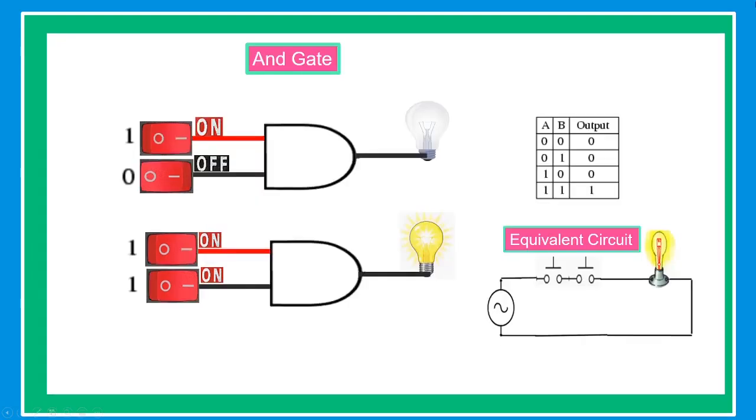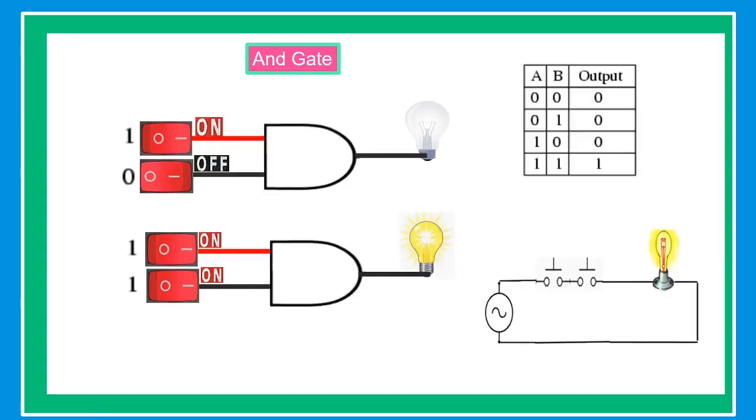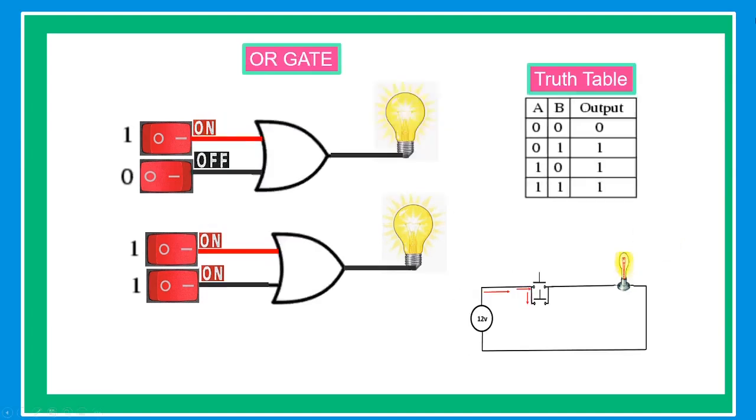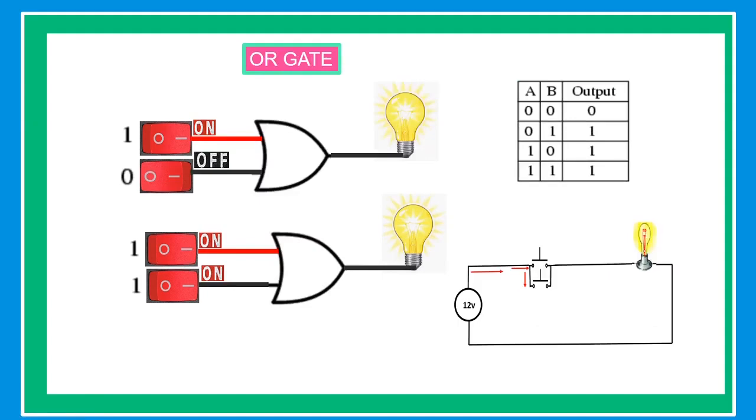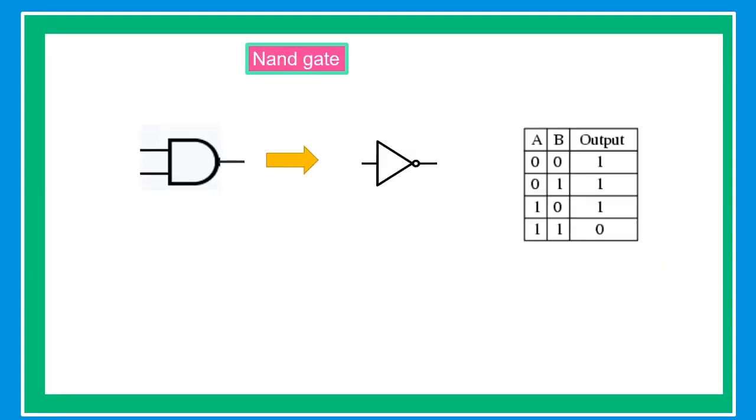Our next topic is the AND gate. The AND gate gives an output of 1 if both inputs are 1. Otherwise, if one of the inputs is 0, it will give us an output of 0. Our next topic is the OR gate. The OR gate gives an output of 1 if either of the two inputs is 1. It gives 0 otherwise. Our next topic is the NAND gate.